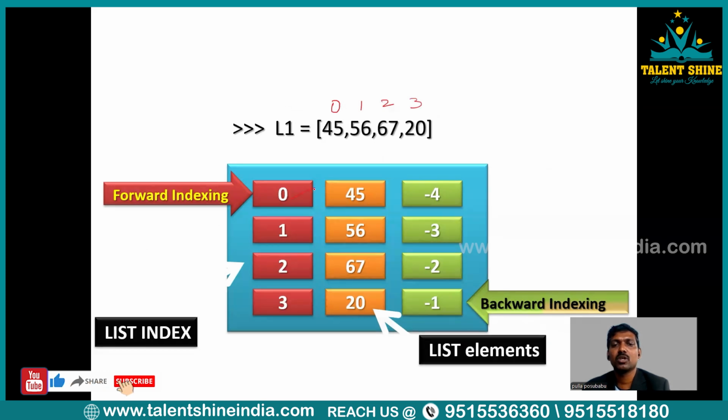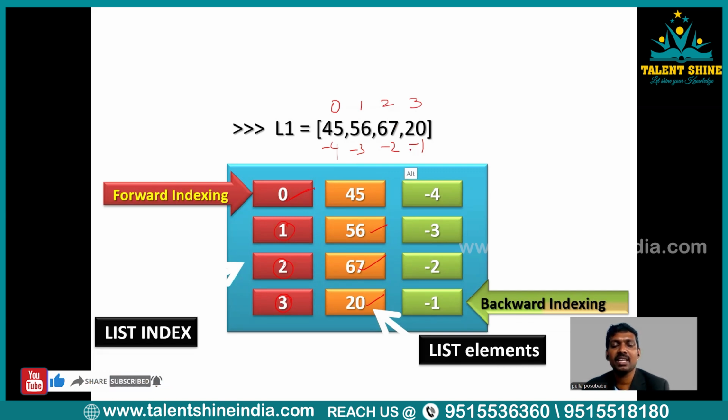In forward indexing, at index 0 we have 45, at 1 we have 56, at index 2 we have 67, and at index 3 we have 20. This is forward indexing. Whereas in backward indexing, at -1 we have 20 and at -2 we have 67. You can access the elements in L1 either with forward indexing or backward indexing. I hope the idea is clear to everybody.